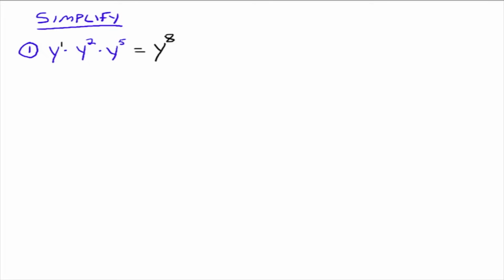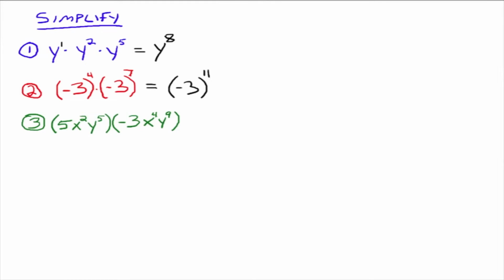All right? Second example. Here we're multiplying negative 3 to the 4th times negative 3 to the 7th. So the base this time is negative 3, so you need parentheses around all that negative 3. And then 4 plus 7 gives you 11. Right?